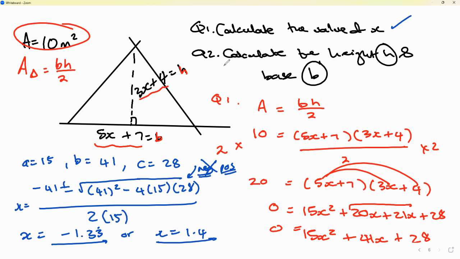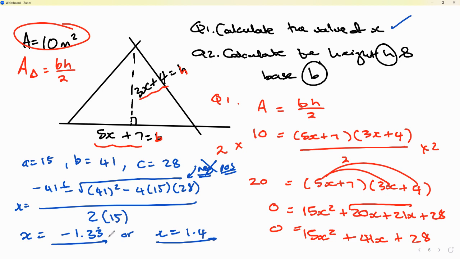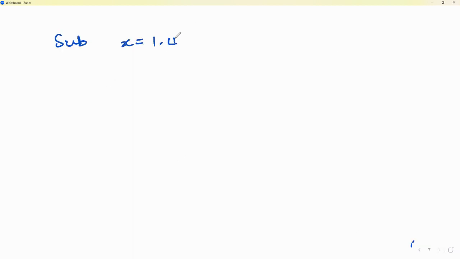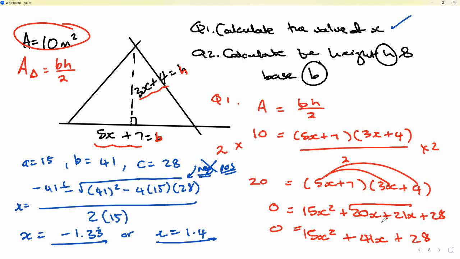I now go to question 2. In question 2, I want to substitute it. So I want to substitute x equals negative 1.33 or 1.4 into this. Now remember, x will equal 1.4 only, because x equals negative 1.33 may not work, because if I put a negative value in here, does it end up with a positive solution?